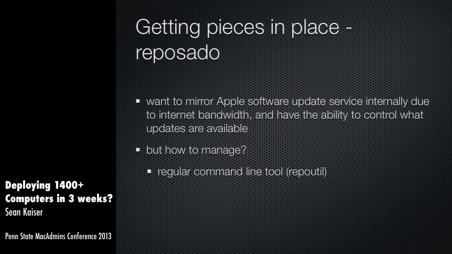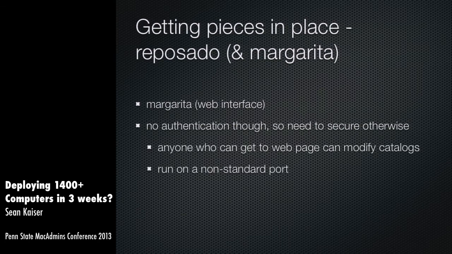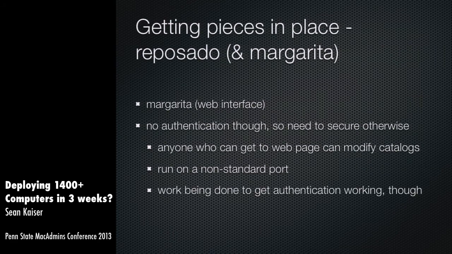But how do you manage Reposado? It comes with a command line tool, repo util, which I'm very comfortable in the terminal, but when it comes time to get things set up quickly, I want something that I can check boxes. Or there's a web interface, which is called Margarita. Problem with Margarita is there's no authentication. So anyone that can hit your Margarita site could, on their own, decide what version of Apple software updates you're pushing out. So you can secure that otherwise. I run it on a non-standard port, kind of the security through obscurity model. Not the greatest idea, but at this point it's about all we can do. There are people that are working on getting some sort of authentication for you.